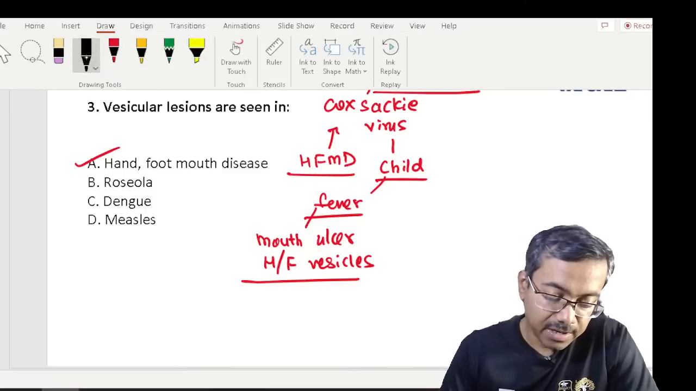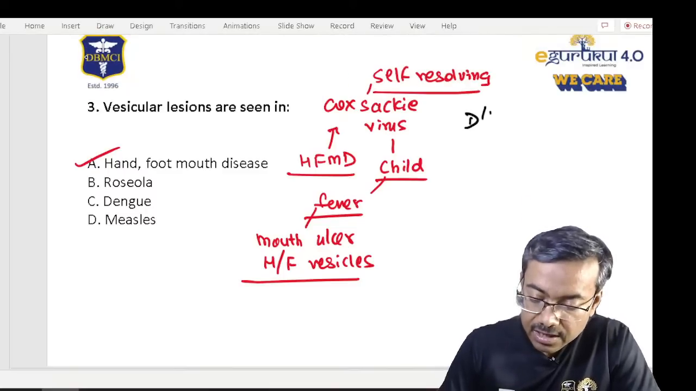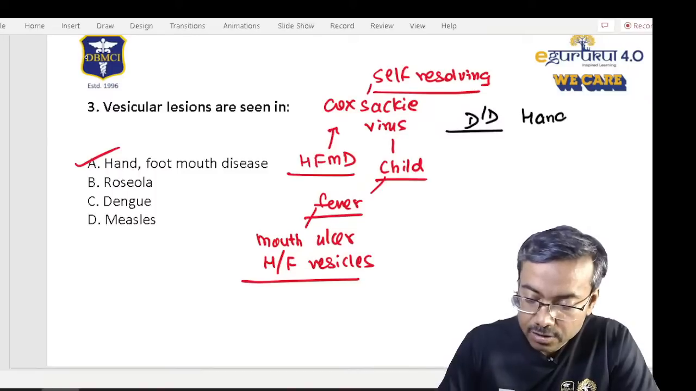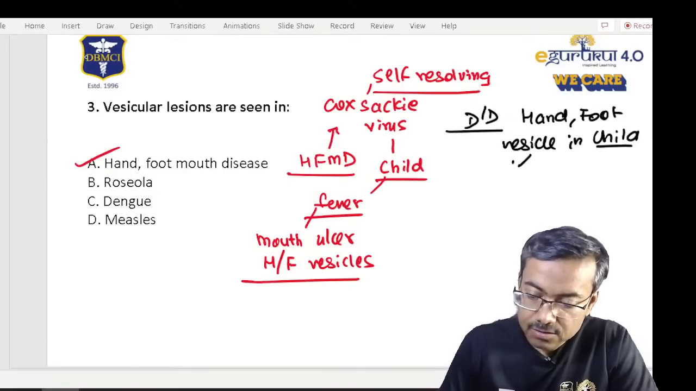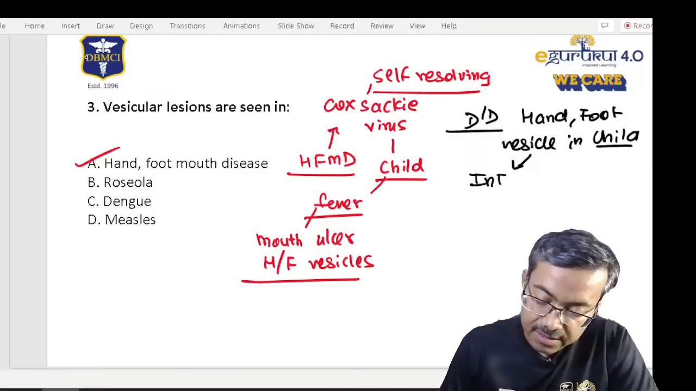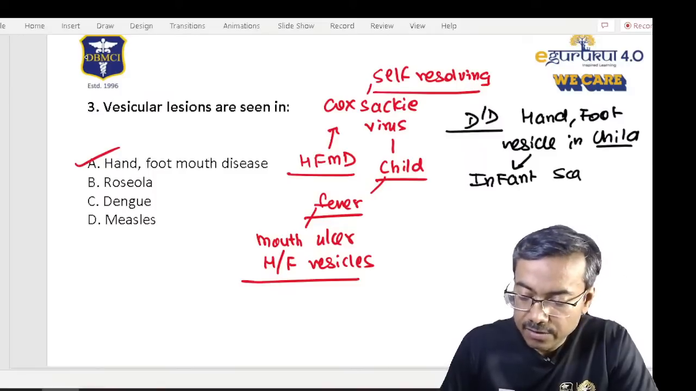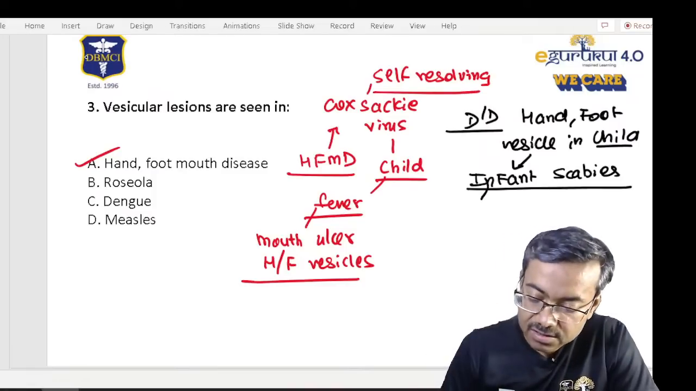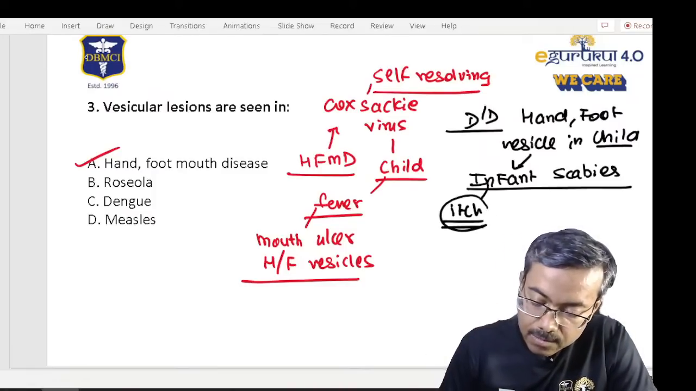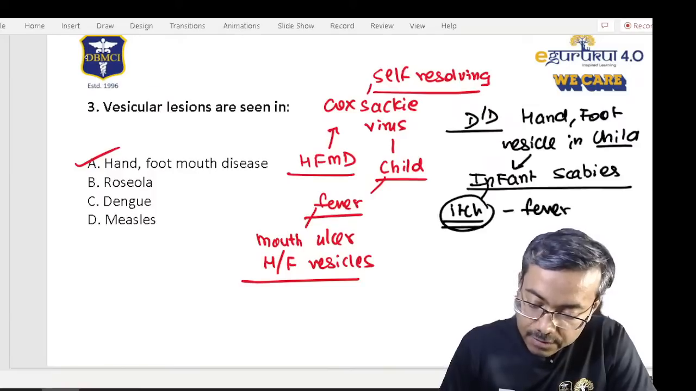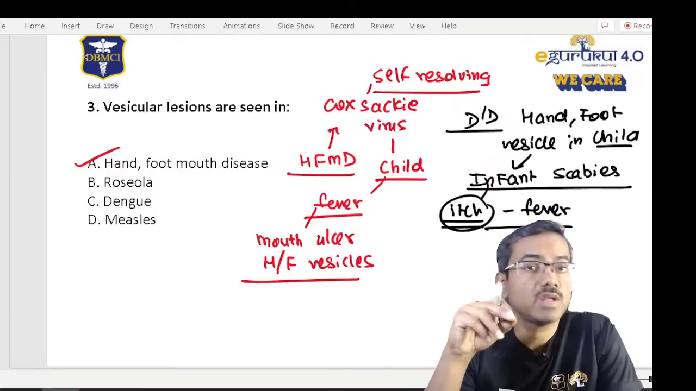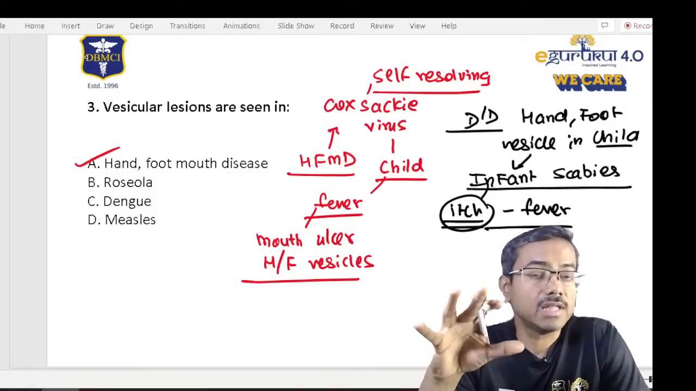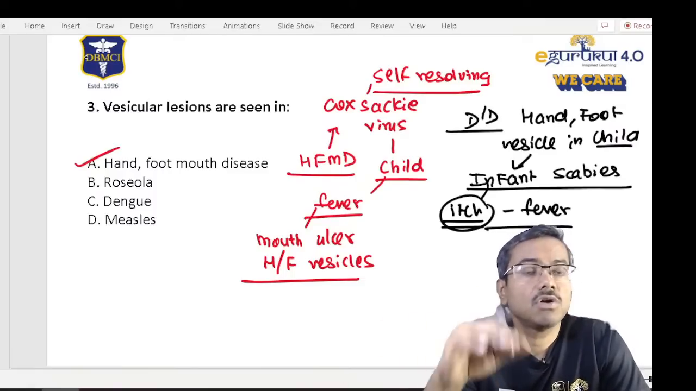Whenever you have an HFMD patient, the differential diagnosis for a hand and foot vesicle in a child is going to be infant scabies. Infant scabies also comes as vesicles on the hand and foot. The difference is this will have itch plus, without fever, minus fever. So if you have a question where you have hand and foot vesicle, then you have two differentials, hand foot mouth disease or infantile scabies.